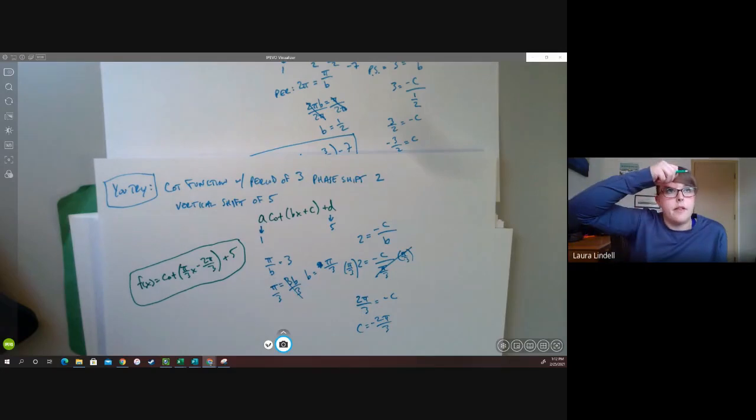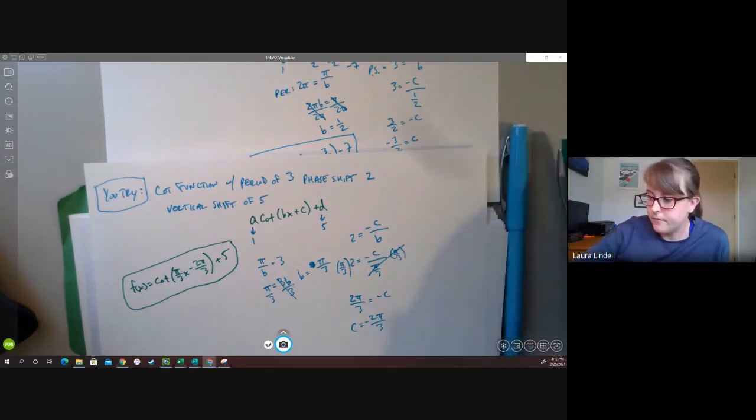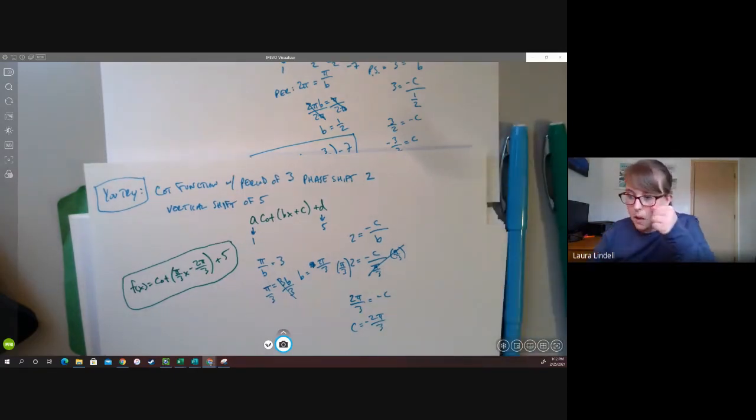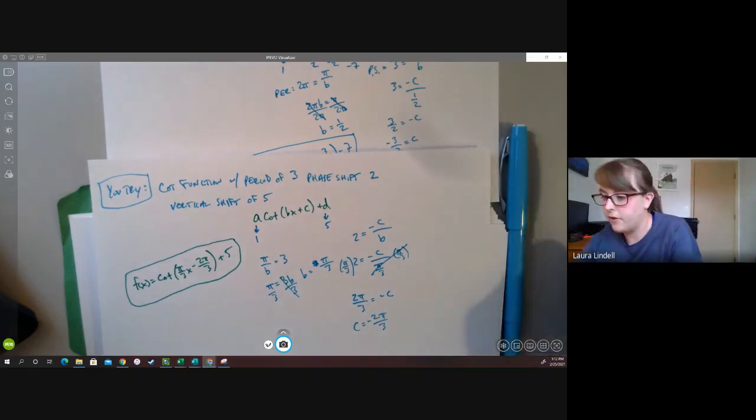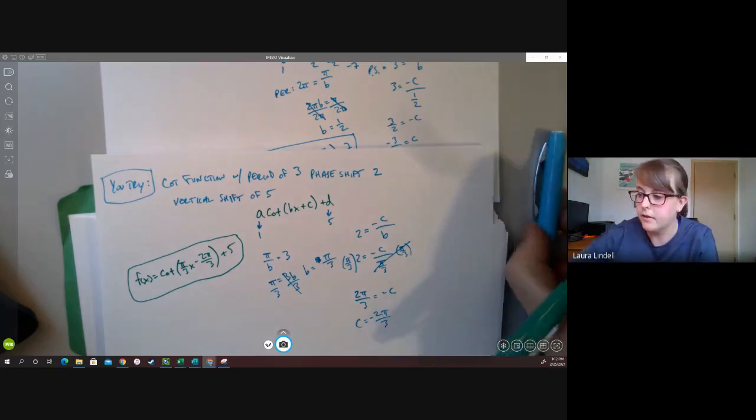So that's one direction that these problems can take. The other direction these problems can go is we can be given a function like this and asked what the vertical shift is, what the period is, what the vertical stretch is, things like that. What's the phase shift? That's what we're going to do next, and that should cover all of the kinds of problems that we need.